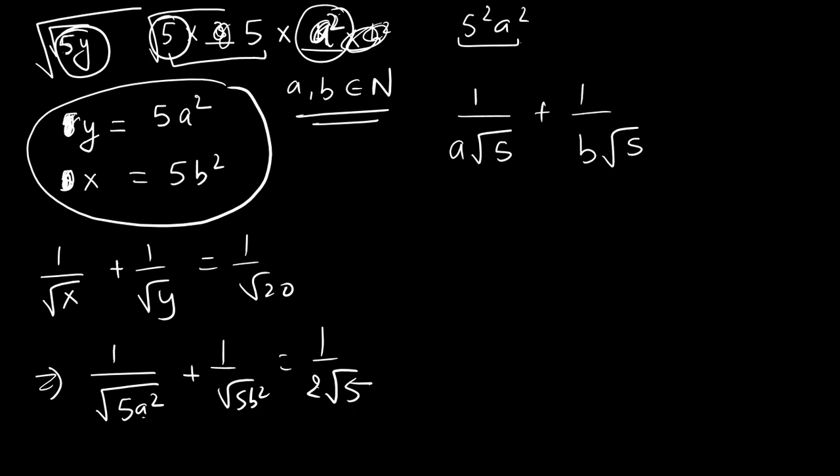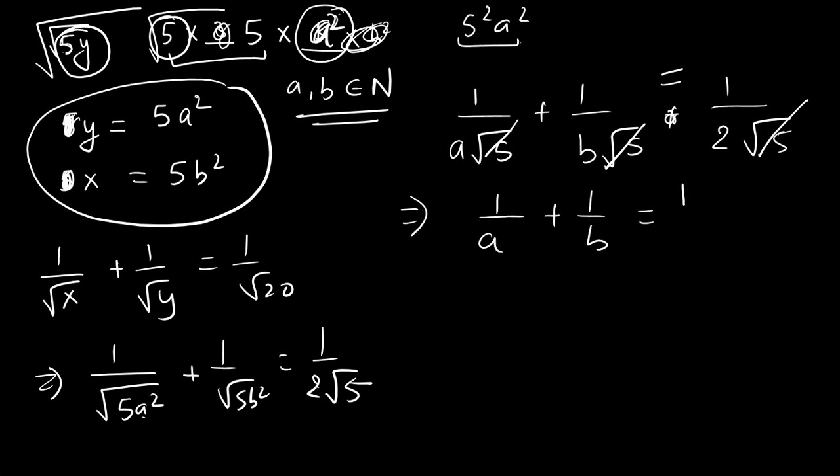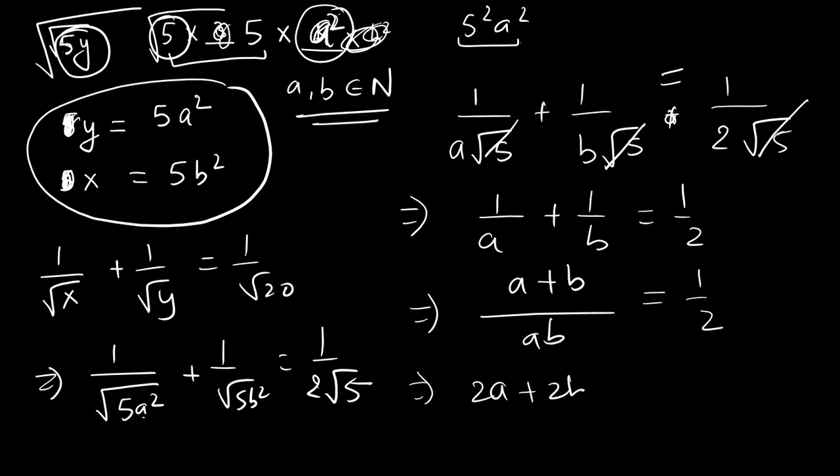root 5 is equal to 1 over 2 root 5. So root 5 gets cancelled and we have 1 over a plus 1 over b equal to 1 over 2. Let's take the LCM. So a plus b over ab equal to 1 over 2. So let's do the cross multiplication: 2a plus 2b equal to ab.